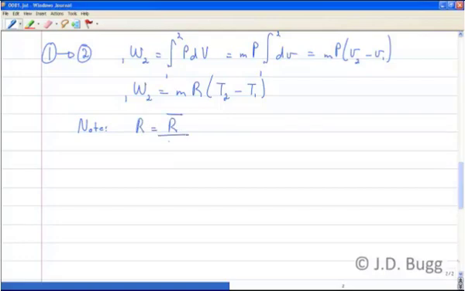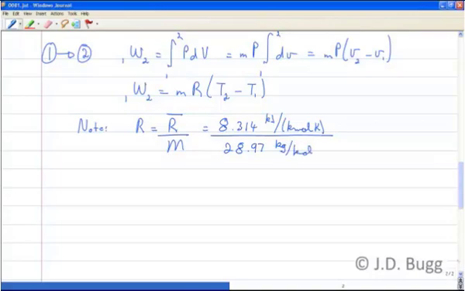Which is the universal gas constant divided by the molecular weight. Universal gas constant 8.314, and that's kilojoules per kilomole Kelvin, divided by molecular weight of air, which is 28.97, and that is kilograms per kilomole. So that gives us the specific gas constant for air, 0.2870 kilojoules per kilogram Kelvin. So notice it's on a mass basis now.